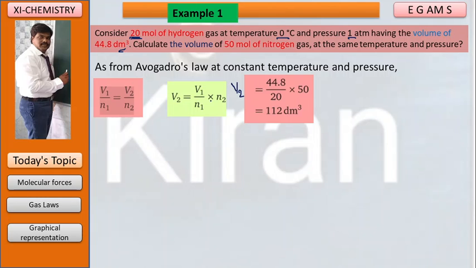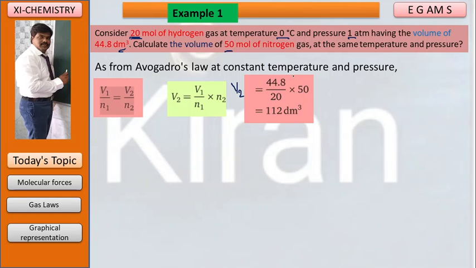V1, V2 is over. Next, V1 by N1. N1 means number of moles. Where is N1? 20 is there. 20 moles of hydrogen, N1 they have given. N2, 50 moles of nitrogen they have given. So you have to find out V2. Write all the values and substitute them. You will get the answer.